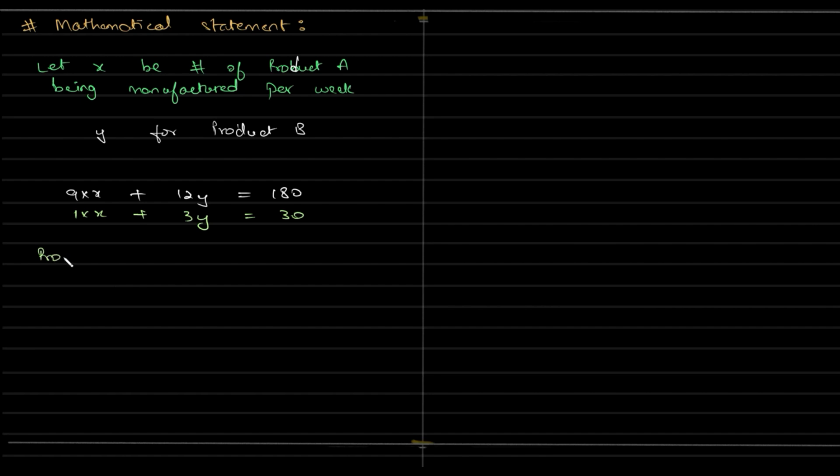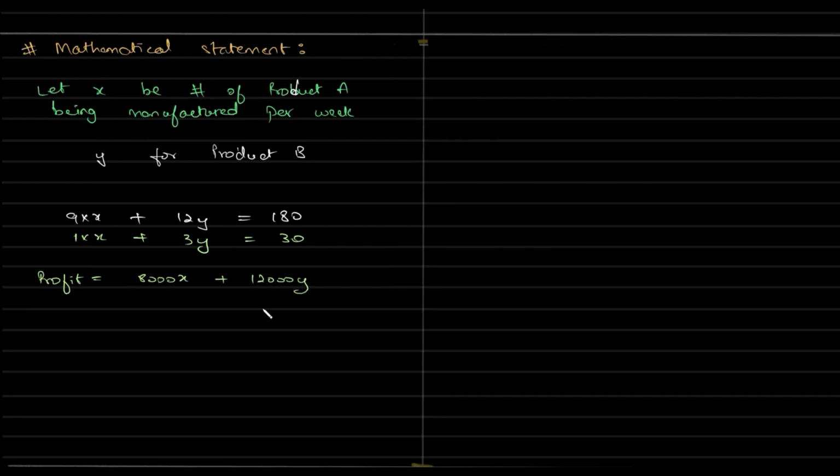And we have the profit equation. So we have 8,000 into X, or 8,000X plus 12,000Y. That's your profit equation. Okay. So to solve this or look at the different possibilities, the way to go about is graphical, right? So we're looking at a graph.